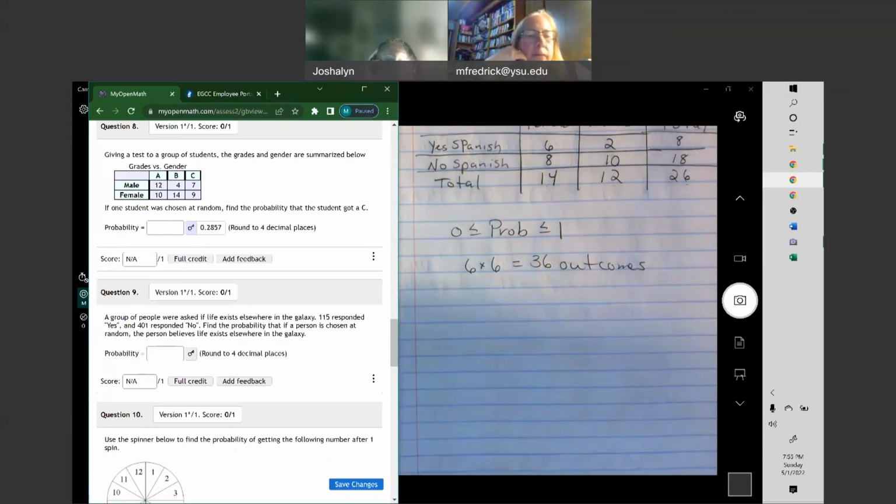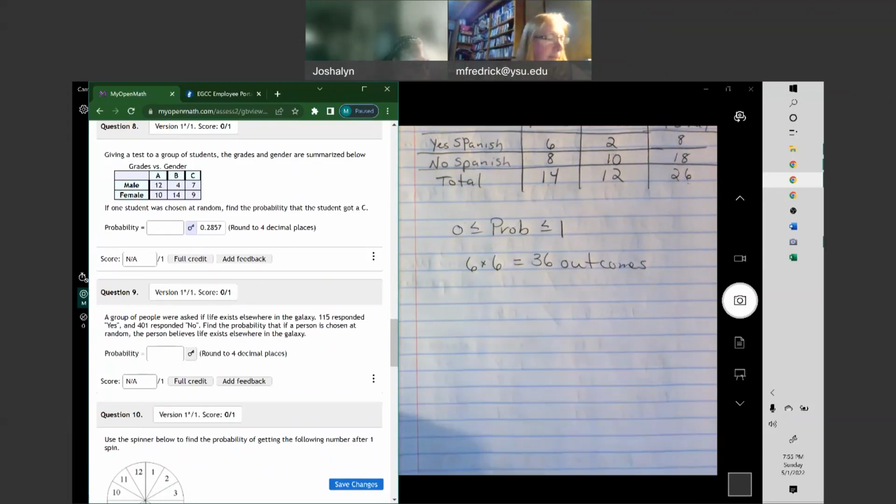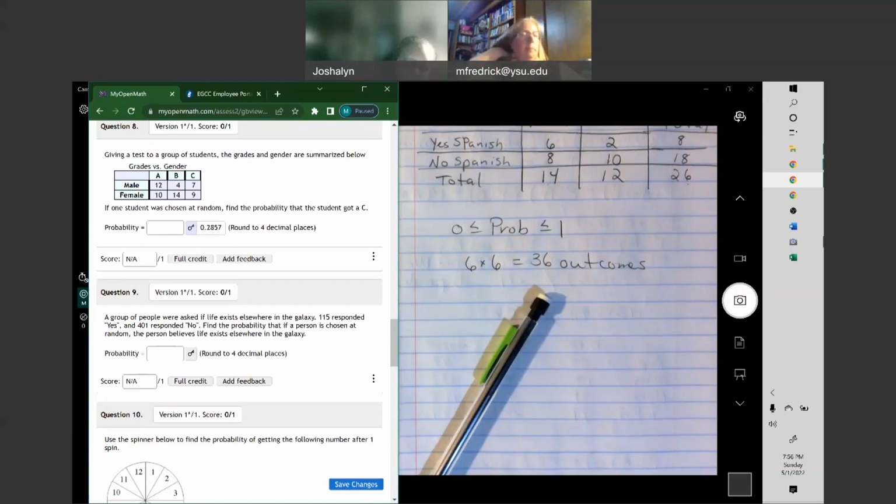So first the total is 516. Find the probability that a person triggers quickly. So that would be 115 over 516. Yep. Oh, I didn't push the button on that one. And you got 0.2229. Yeah.